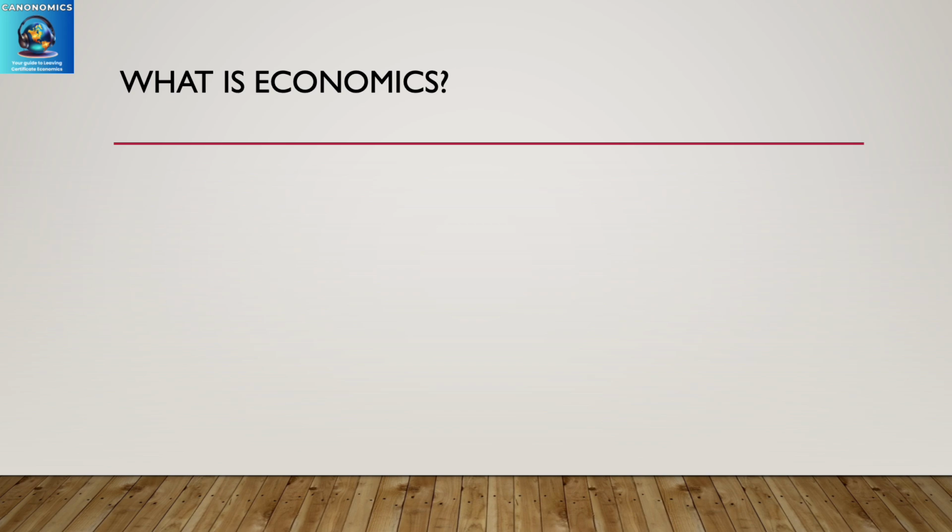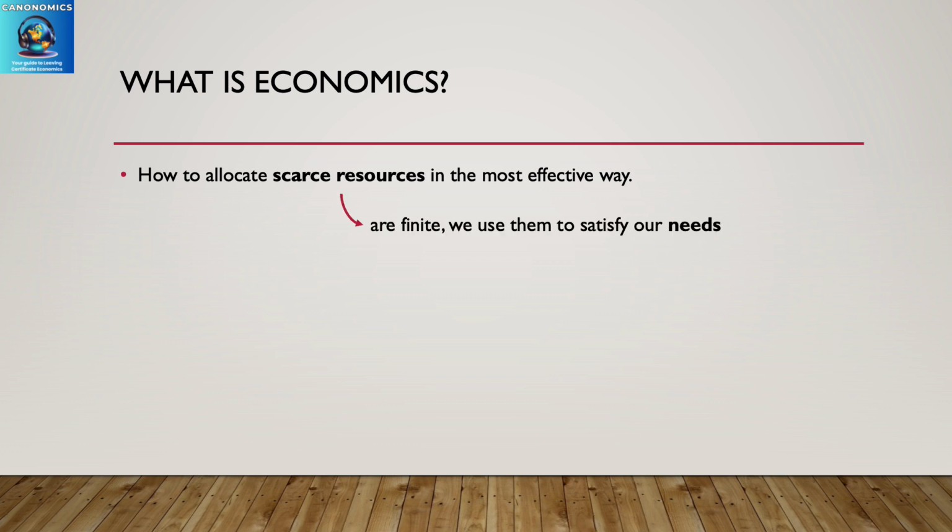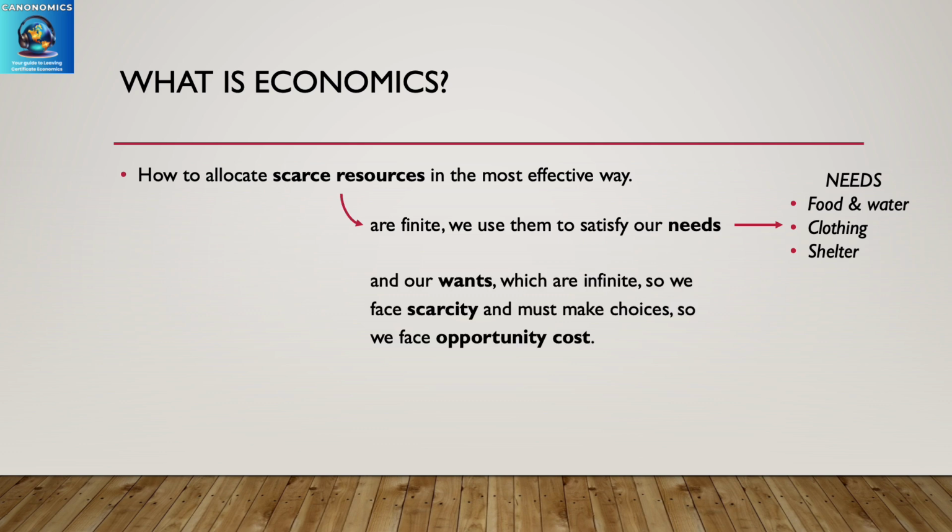So what is economics? Economics is the study of how we allocate scarce resources in the most effective way. These scarce resources are finite. That means they're limited. We use them to provide for our needs, which are food and water, clothing, and shelter, the three things we need as humans to survive. We also want to satisfy our wants, that is, the things we would like to consume but aren't necessary for our survival. Our phones, Netflix subscriptions, cappuccino in the morning.